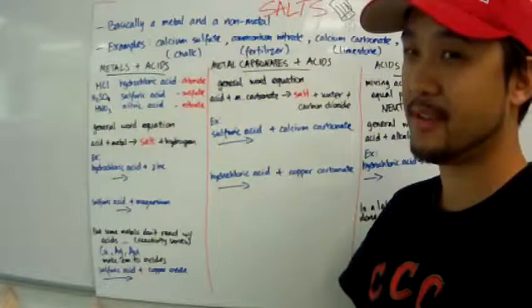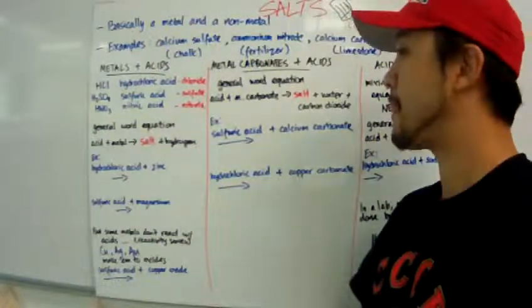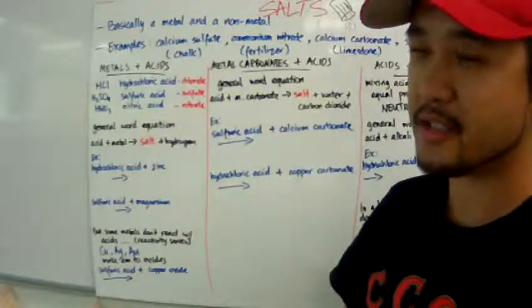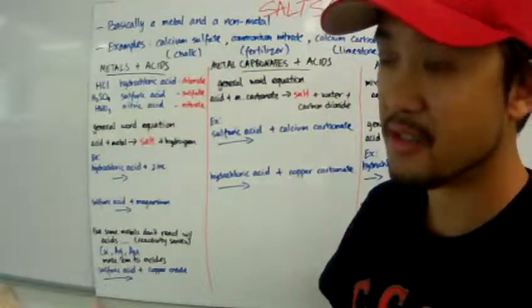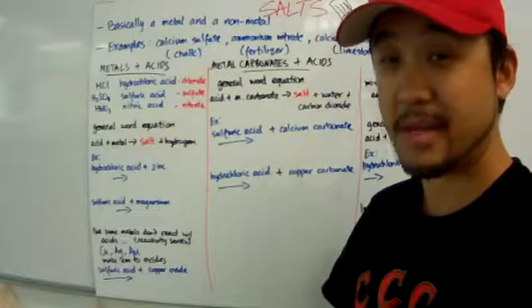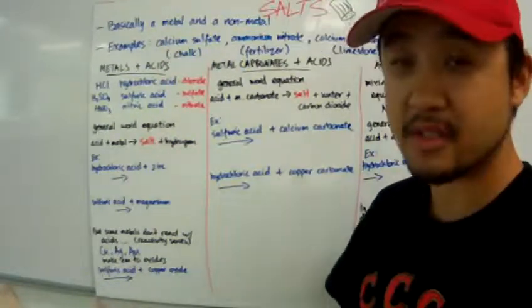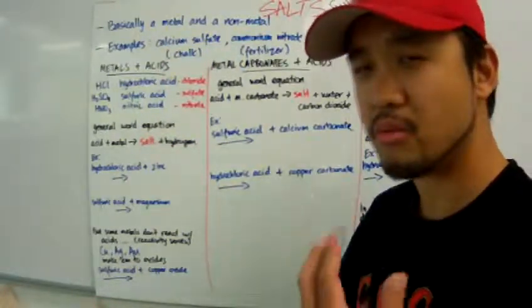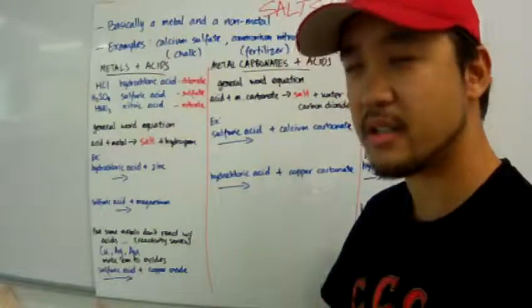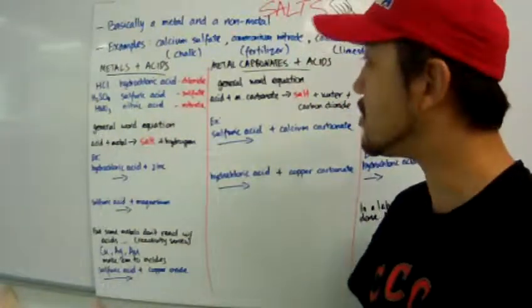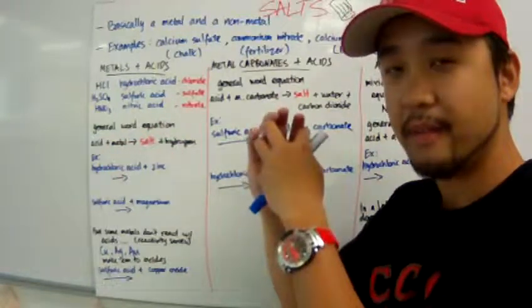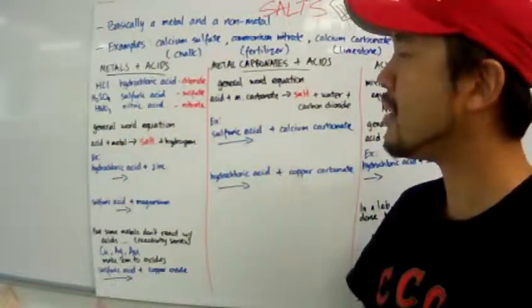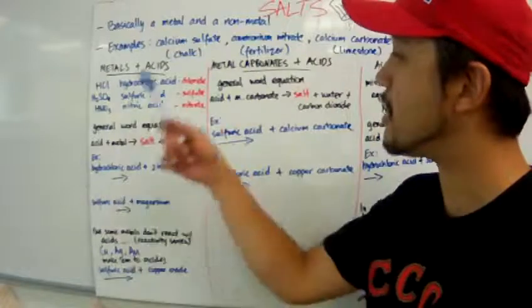Now, we all know what a salt is, right? Sodium chloride. But in the world of chemistry, there are many other types of salts. But what do we define a salt as? A salt is basically a metal and a nonmetal combined together, right? So here are some examples of salts.